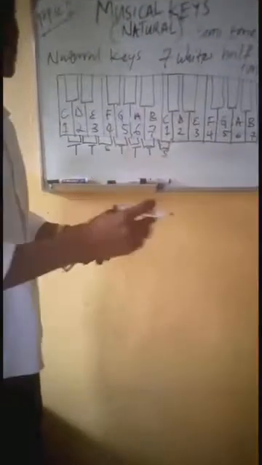Now, since the names of these keys are repeated to make up the total number of keys on the keyboard, we cannot just name them C, C. They will just be the same names. There will be no way to differentiate which C you are talking about. That is why numbers are assigned to these keys to make sure that they look different.